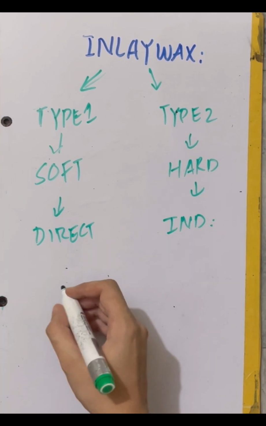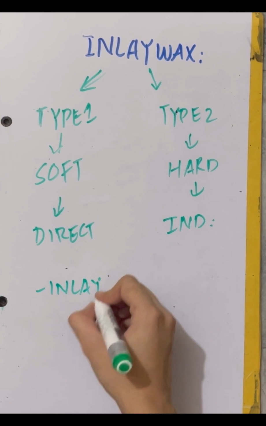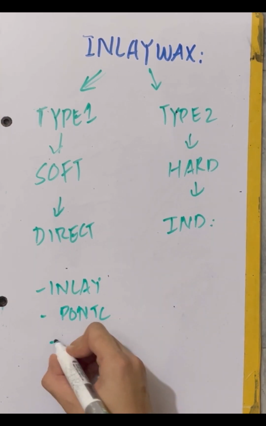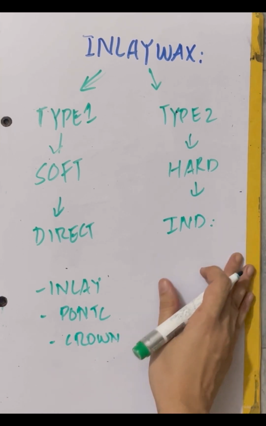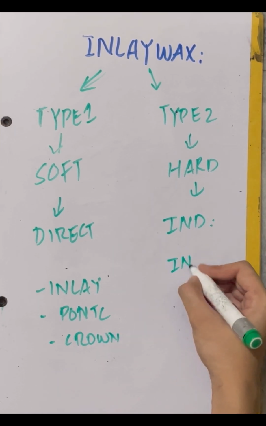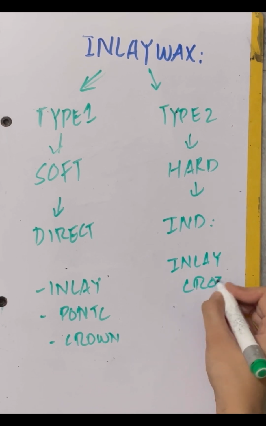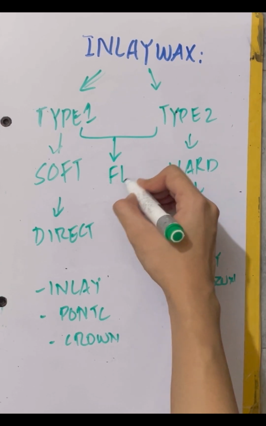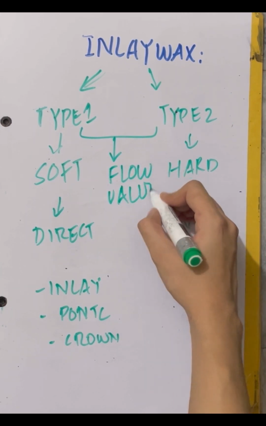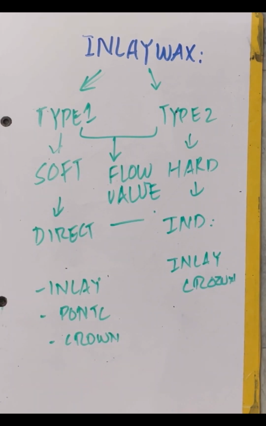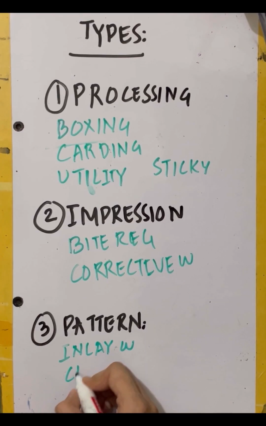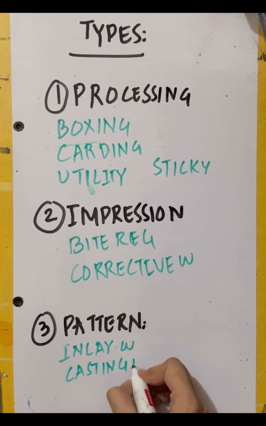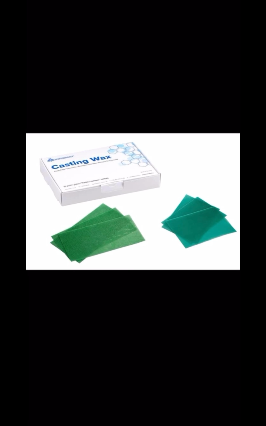Type 1 is used for inlays, pontics and crowns, while type 2 is for formation of inlays and crowns. These are different basically due to their flow value. Type 1 and type 2 come in the form of sticks and cones. Casting wax is used to form the pattern of the metallic framework of RPD.